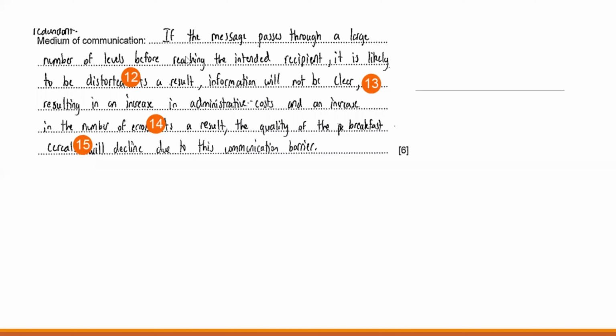The second, however, medium of communication. If the message passes through a large number of levels before reaching the intended recipient, it is likely to be distorted. As a result, information will not be clear. So distorted and information will not be clear is the same thing, resulting in an increase in administrative cost. How? We don't know that. And an increase in the number of errors. Okay. As a result, the quality of the breakfast cereal will decline due to this communication barrier.